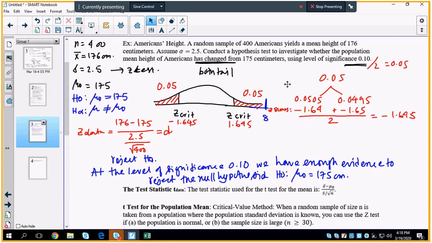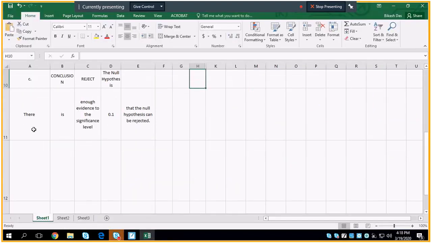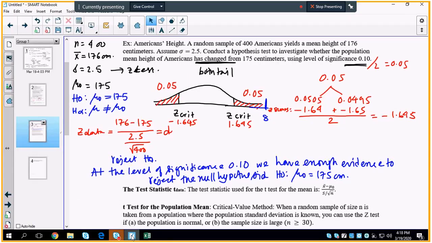And finally, what we will do is read the conclusion of the testing. It says that there is enough evidence at the level of significance of 0.1 that the null hypothesis can be rejected. So we said, reject the null hypothesis. Alrighty, I don't know why I wrote D for the Z data. Clearly we calculated it and it was 8. So I will change it, and it has erased a bunch of other things.